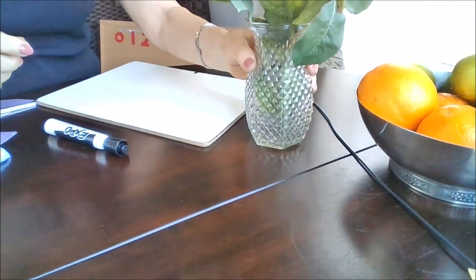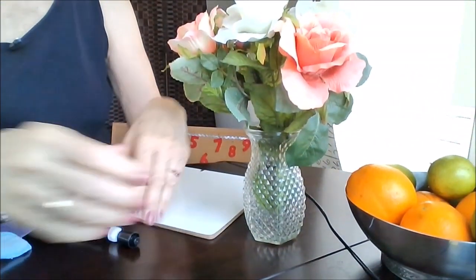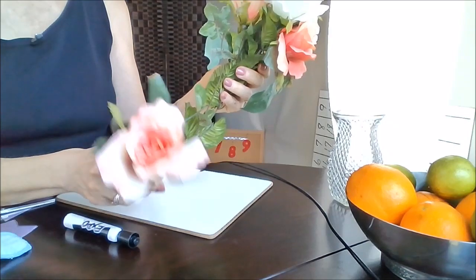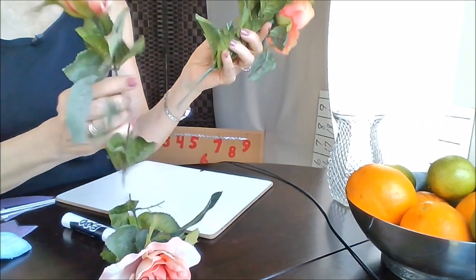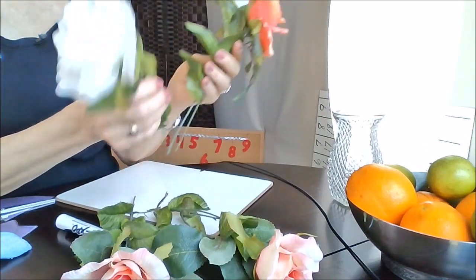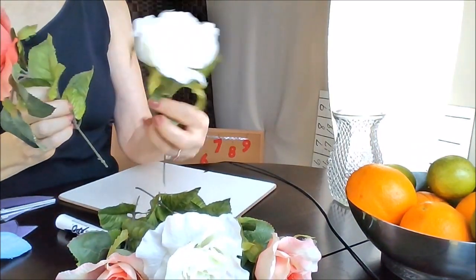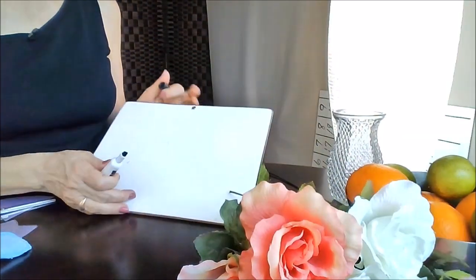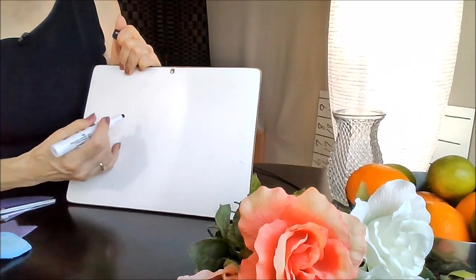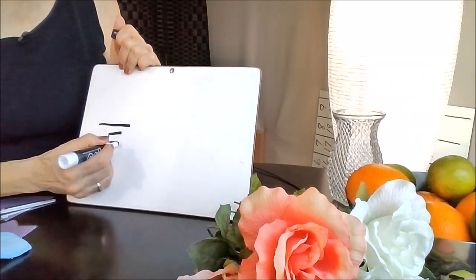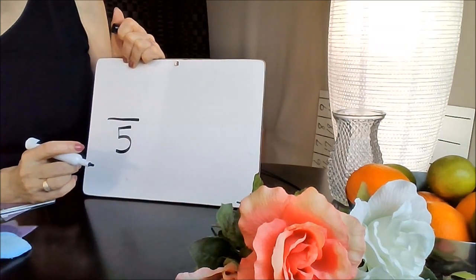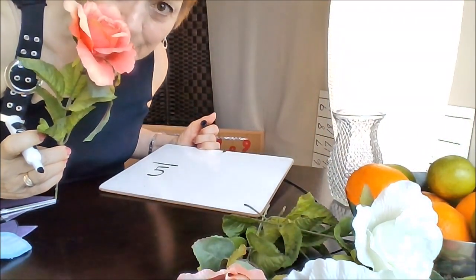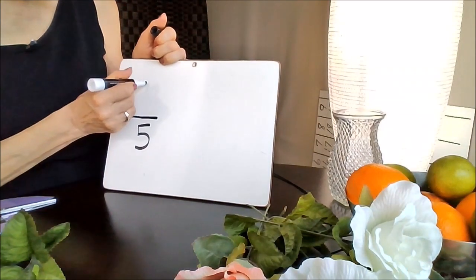How about we do our flowers? Let's count how many flowers are in my vase. 1, 2, 3, 4, 5. It's the same as the limes. There are 5 flowers in my group. I'm going to put a 5 on the bottom. That's my denominator. So let's see, if I just smelled 1 flower, I would be smelling 1/5 of the flowers.